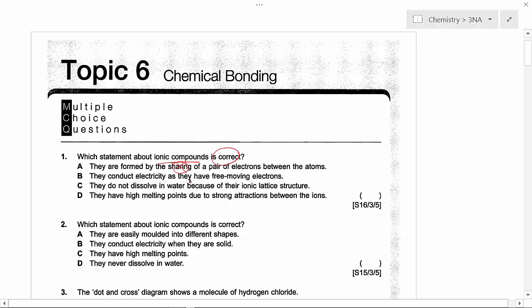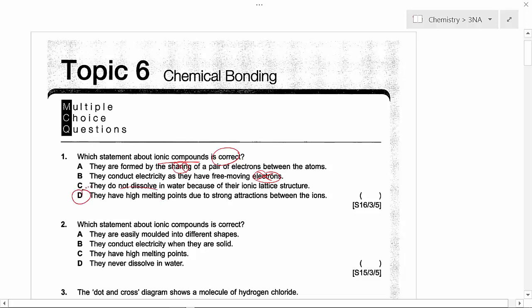They conduct electricity as they have free moving electrons. Now, ionic compounds conduct electricity by the mobile ions, free moving ions in molten or aqueous state. So they do not conduct because of electrons. C. They do not dissolve in water. No. Generally, ionic compounds are soluble in water.